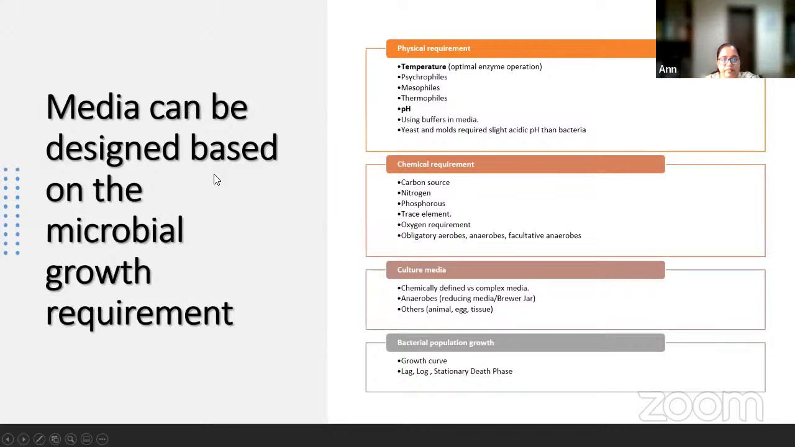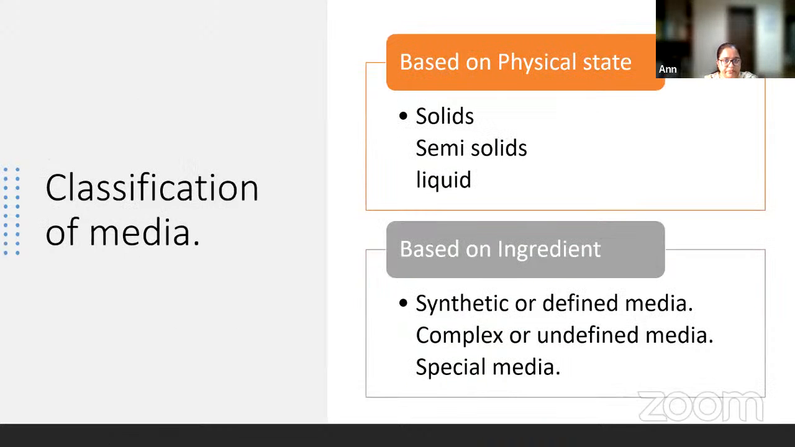When we are designing the medium, we take into consideration the physical requirements, the chemical requirements, whether we want anaerobic growth in the system or we are okay with just the normal aerobic. Is our microorganism microaerophilic? All these parameters can be introduced into the culture medium when we are defining them by use of different media and components. And finally, we look at what is the bacterial population that we have in there.